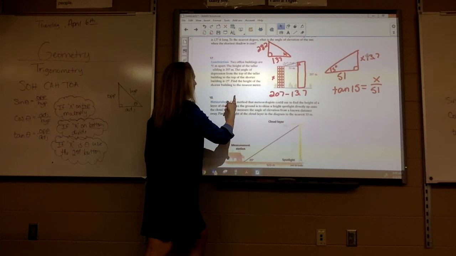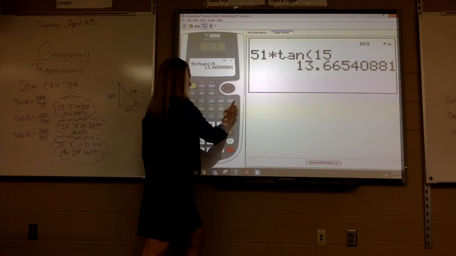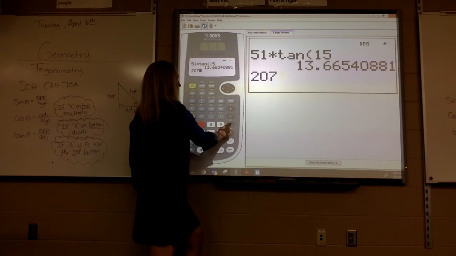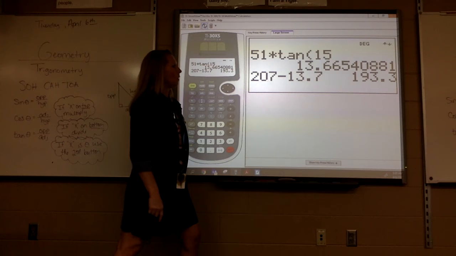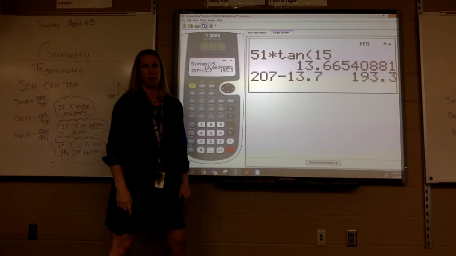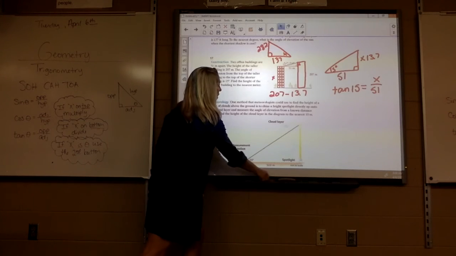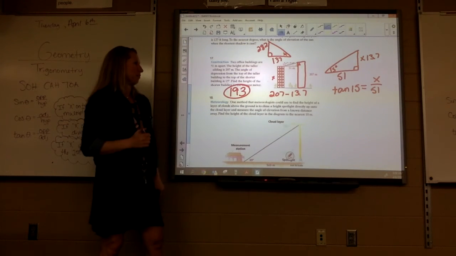And it says find the height of the building to the nearest meter. 194. So to the nearest meter, what would you guys say, 193 or 194? 193. I would say 193, yeah. I went one off. That's okay, and I wouldn't count it wrong.